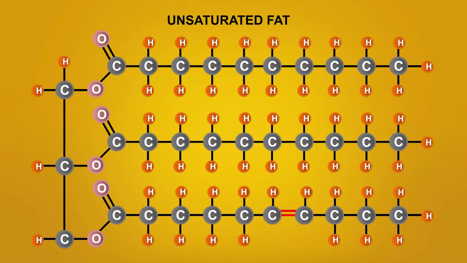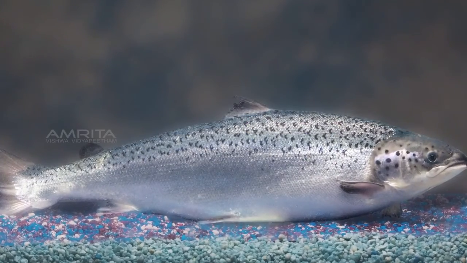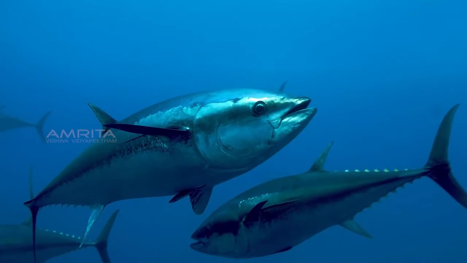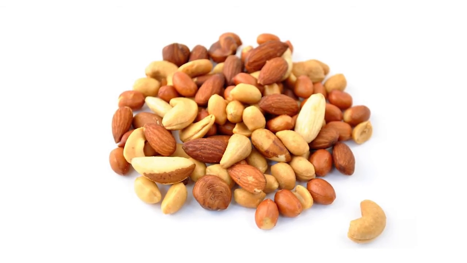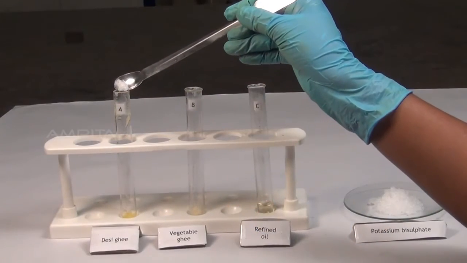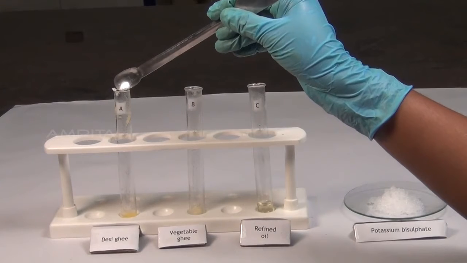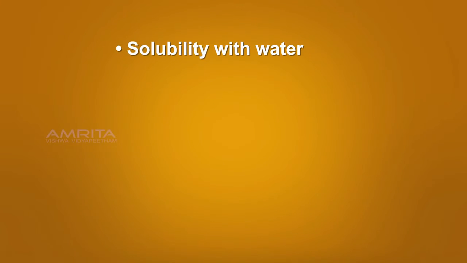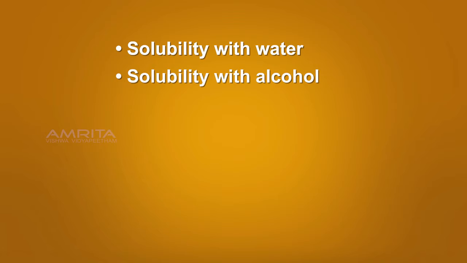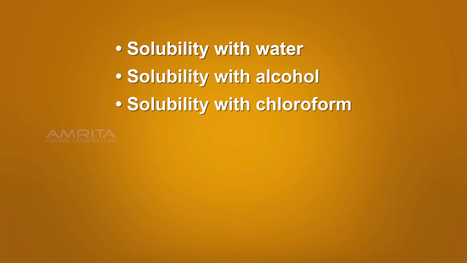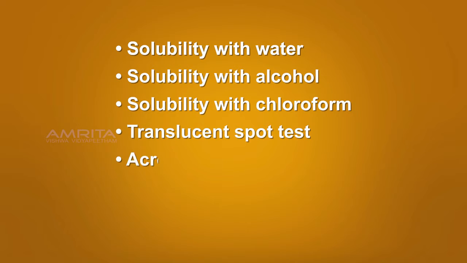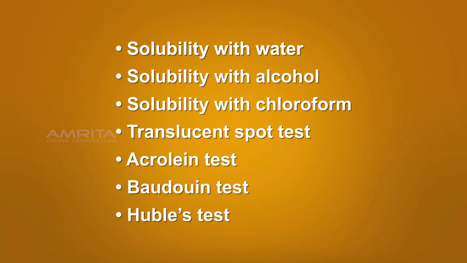Unsaturated fats contain double bonds within the carbon chain. Unsaturated fat is found in fish like salmon and tuna, as well as nuts and seeds. Our aim here is to study some simple tests of oils and fats. They are solubility with water, solubility with alcohol, solubility with chloroform, translucent spot test, acrolein test, Bothway test, Hubbell's test.